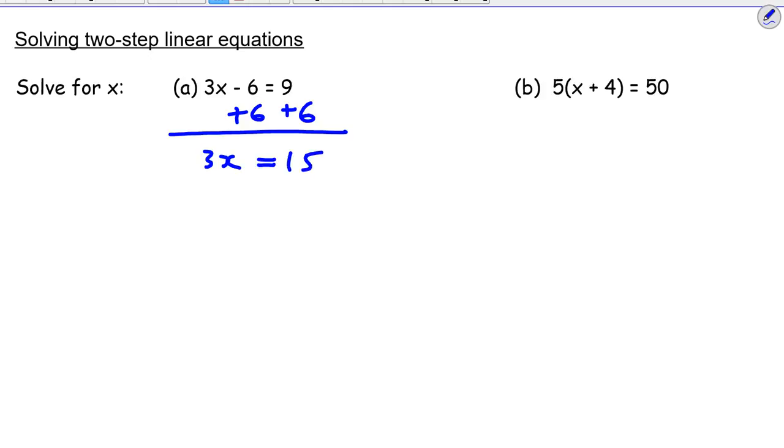And then the opposite of multiplying by 3 is dividing by 3. So divide by 3. So we'll end up with x is equal to 5.